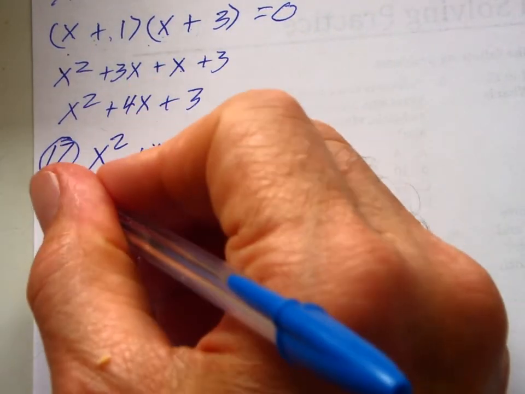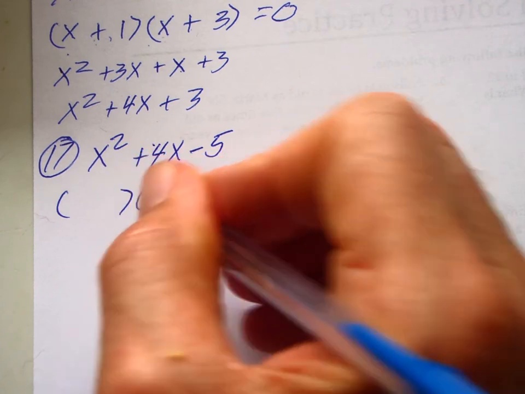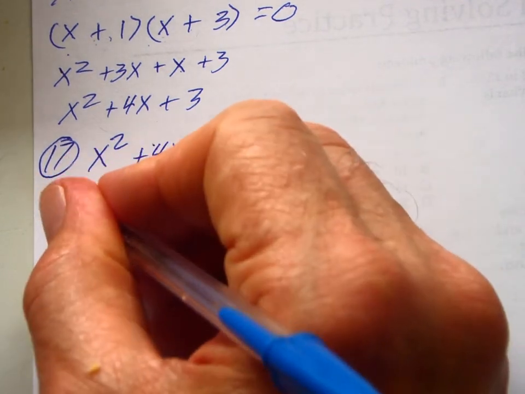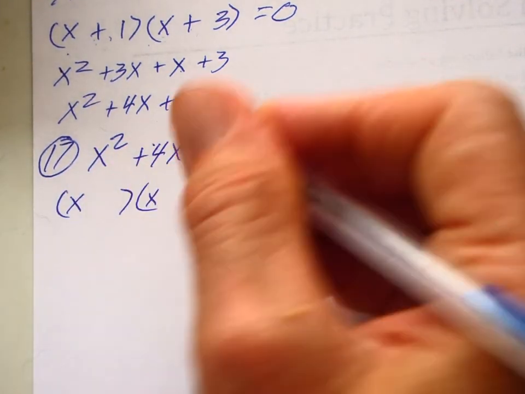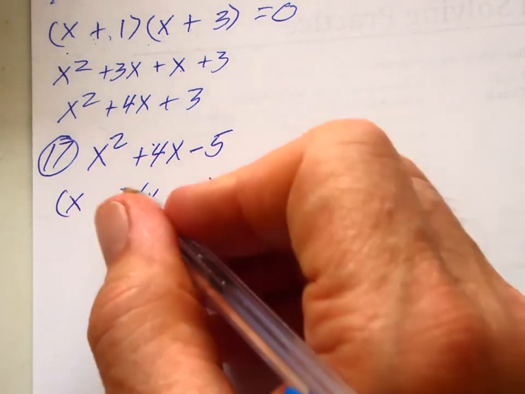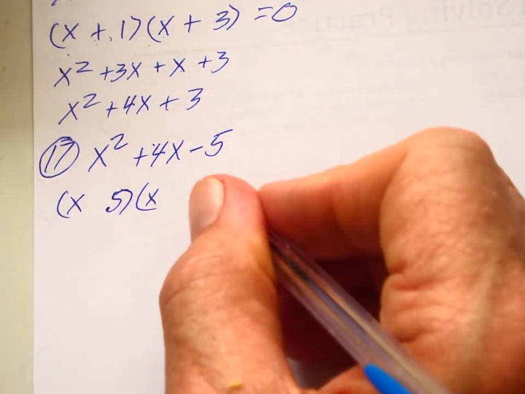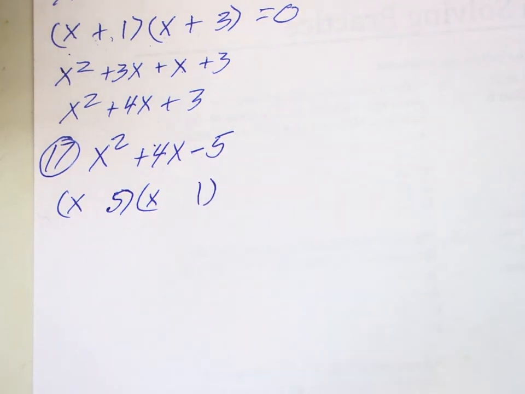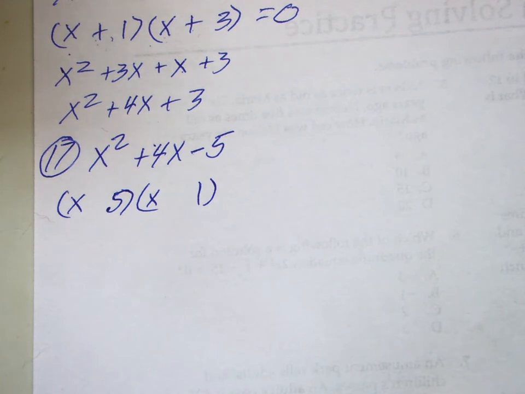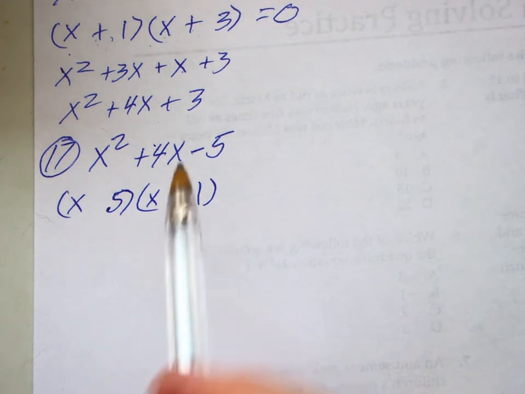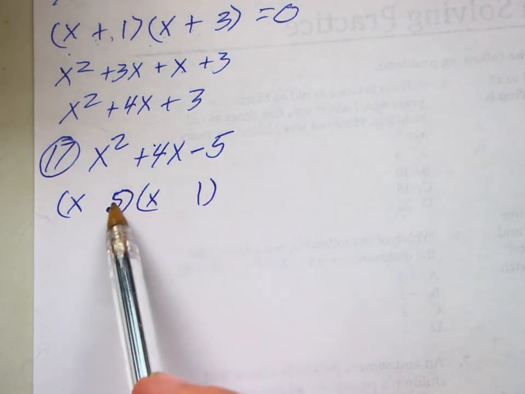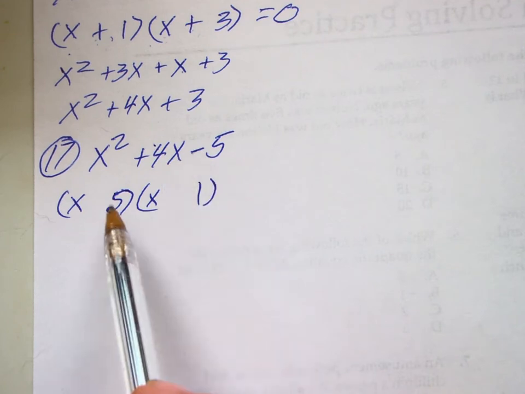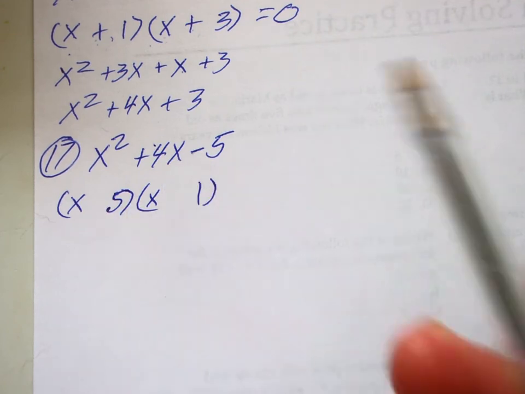Okay. x squared plus 4x minus 5. So again, I set them up. A polynomial times another polynomial. I'm going to start out with x. And how can you get 5? The only way you can get 5 is 5 and 1. Now, this time we want minus 5. That tells me that one is going to be plus and one is going to be minus. Because we want 5 times 1 to be minus 5, so one of them has to be plus and one has to be minus.